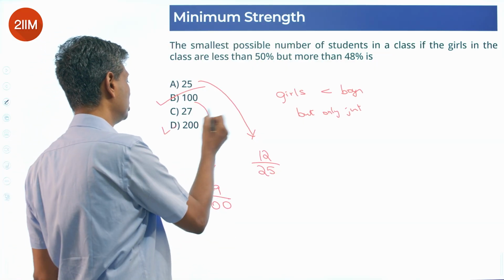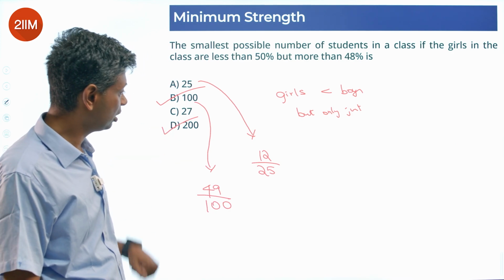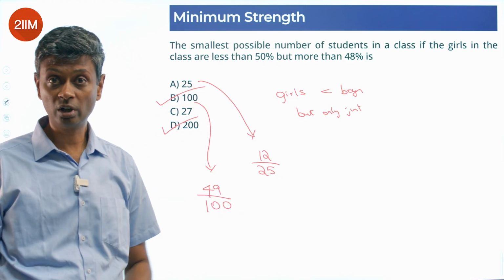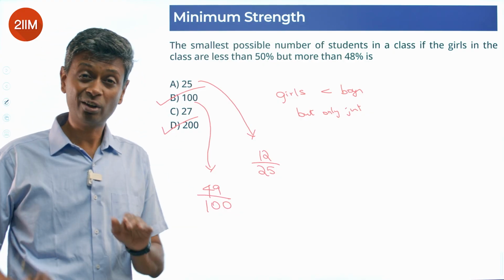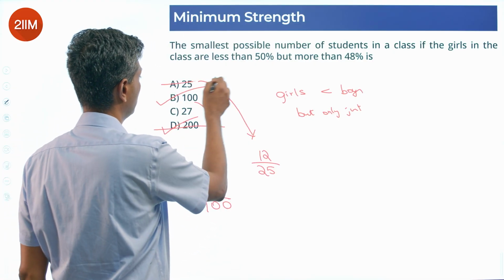With 200 it will be possible, definitely. If 100 is possible, 200 is possible. 49 by 100. 100 by 200 is exactly 50%. 99 by 200 will work. 98 by 200 will work. These two work, but they may not be the smallest. So 200 I can eliminate. 25 doesn't work at all.